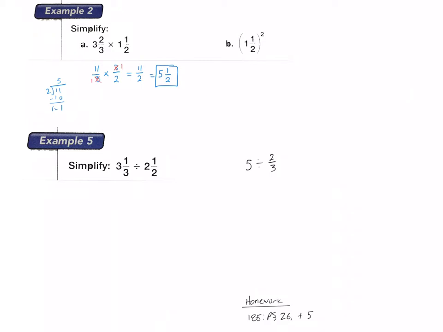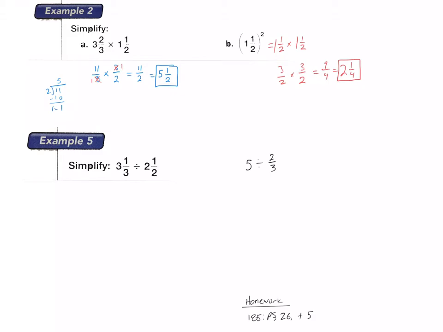Alright, for part B, remember that square just simply means 1.5 times 1.5. So I'm going to change both of these into improper fractions. 2 times 1 is 2, plus 1 more is 3. So this is 3 over 2 times 3 over 2. So it's going to be 9 over 4. 4 goes into 9 2 times, with a remainder of 1. So the answer for this one's going to be 2 and 1/4.